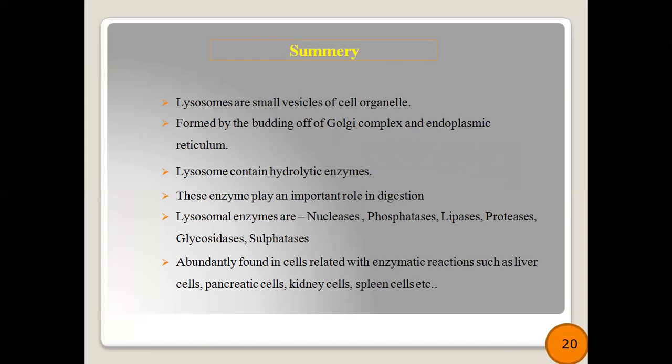So the summary of our today's topic is as follows. Lysosomes are small vesicles, cell organelles formed by the budding of the Golgi complex and endoplasmic reticulum. Lysosomes contain hydrolytic enzymes. These enzymes play an important role in digestion. The lysosomal enzymes are nuclease, phosphatase, lipase, protease, glycosidase, and sulfatase, and they are abundantly found in cells related with enzymatic reactions such as liver cells, pancreatic cells, kidney cells, and spleen cells.